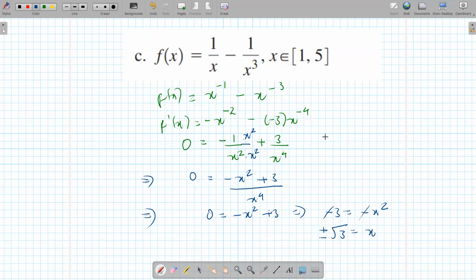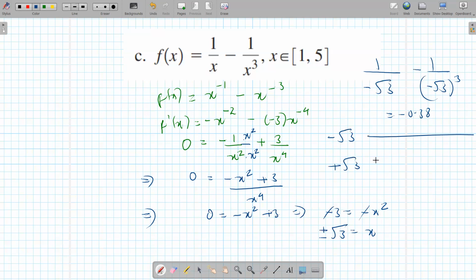Plus minus. So let's check for minus root 3, and then we'll also check for plus root 3. So 1 over minus root 3 minus 1 over minus root 3 cubed. This is going to be annoying, so I'm going to plug this in a calculator. 1 divided by minus root 3 minus 1 divided by minus root 3 to the power of 3. So that gives me negative 0.38, okay?